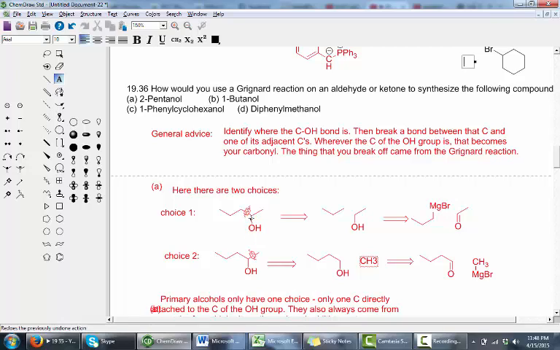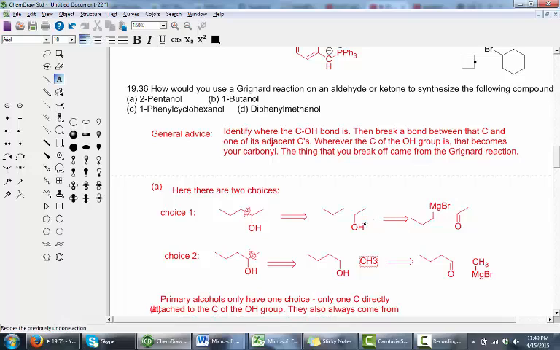There is a pretty systematic way by which I can do these retrosynthetic analyses. First, find where my carbon-OH is, so this guy here. Then what I need to do is break a bond between that carbon and one of the two adjacent carbons. So here I have two choices, and I'm going to do one at a time. In the first step I find the COH and I break this bond. That's all I've done here, just broken that bond.